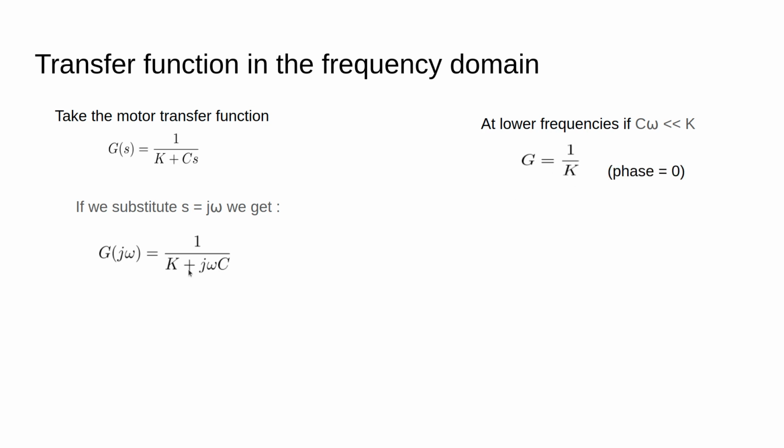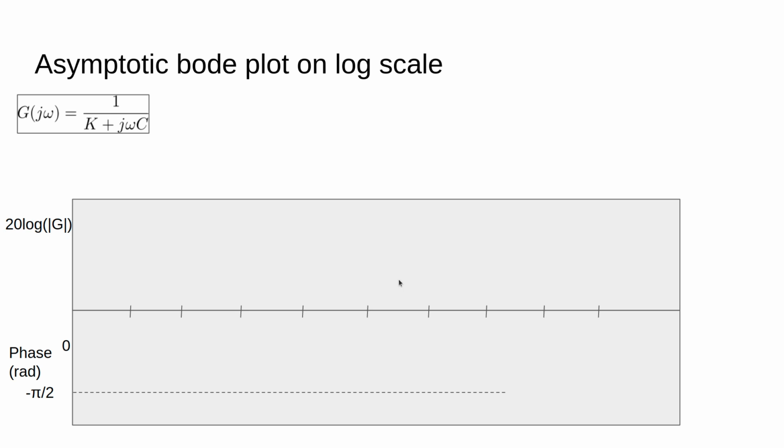And this is a complex number, so it will have a magnitude and a phase. In this case it's almost a real number, so its phase will be almost 0. And if omega is much larger, then I can neglect this k, and in this case my phase will be minus pi by 2. So if you plot this transfer function, the magnitude as well as the phase, then that is what we call a Bode plot.